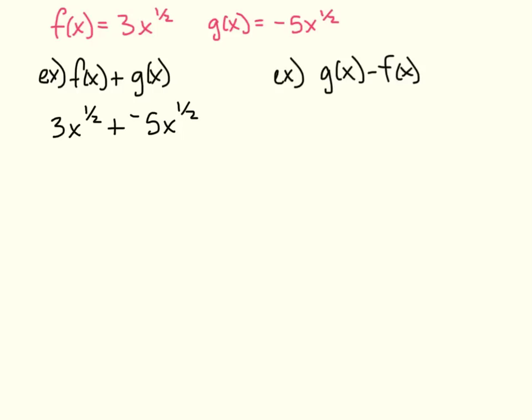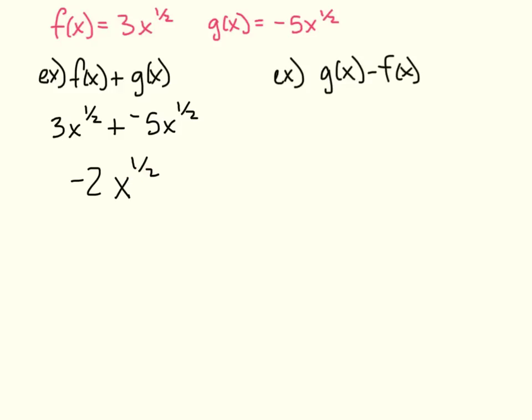Now, I can add things together as long as the base and the exponent are the same, right? Because here it says that I have 3 of these things, and I'm going to add negative 5 of the same things. And those things are the x to the 1/2. So how many x to the 1/2 do I have left? I have negative 2x to the 1/2 left.